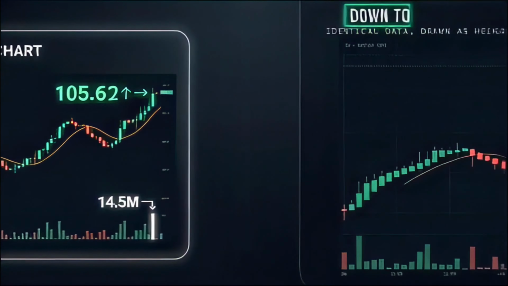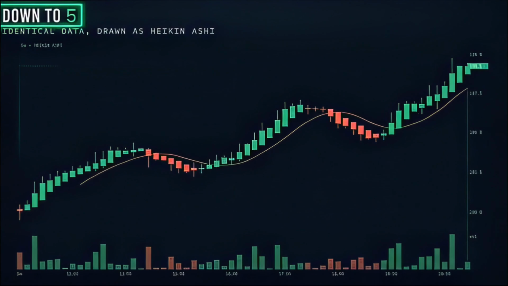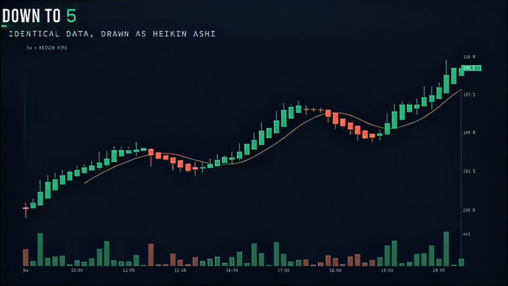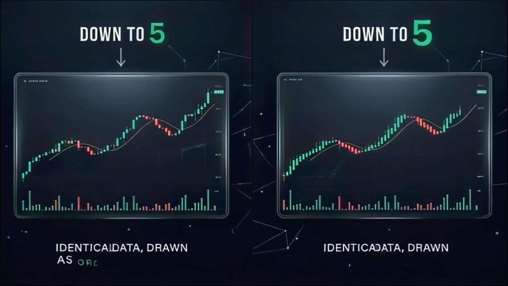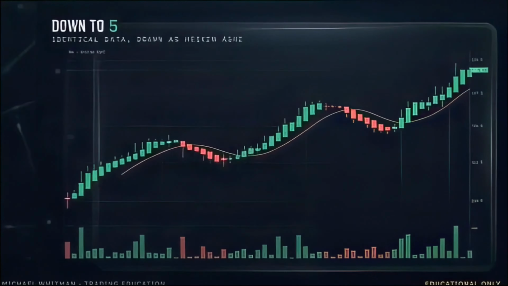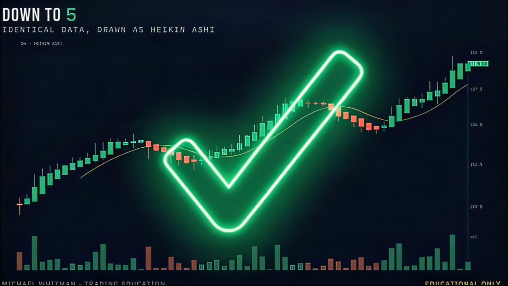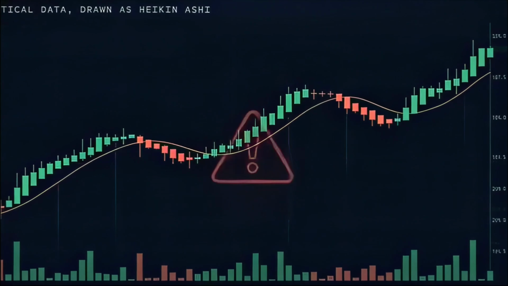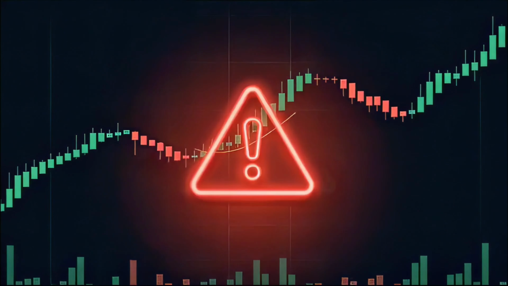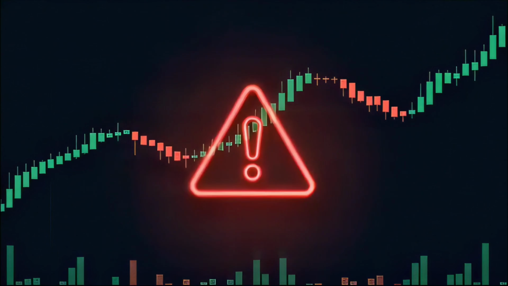Same chart, same data, same time frame. 18 color changes became 5. That is what happens when you switch from ordinary candles to Heikin Ashi, and it is either the most useful change you will make to your chart this year, or a fast way to blow up an account, depending entirely on whether you understand one thing about it.